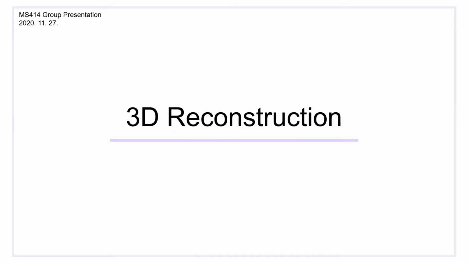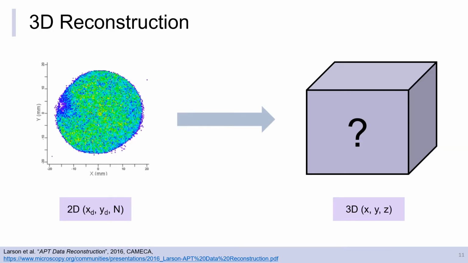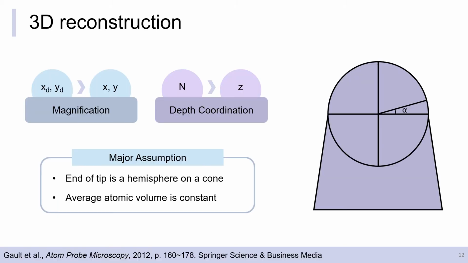Now, let's take a look at 3D reconstruction. In every pulse, 2D data, X and Y coordinates, are detected. What we need to do is convert this data into a 3D image, X, Y, and Z coordinates. 3D reconstruction is composed of two parts. One is magnification and the other is depth coordination.